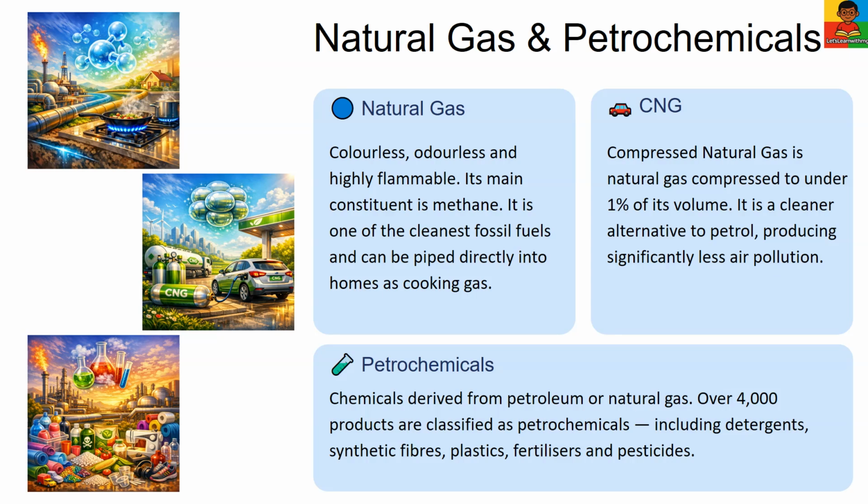Petrochemicals are chemicals derived from petroleum or natural gas. Over 4,000 products are classified as petrochemicals, including detergents, synthetic fibers, plastics, fertilizers, and pesticides.